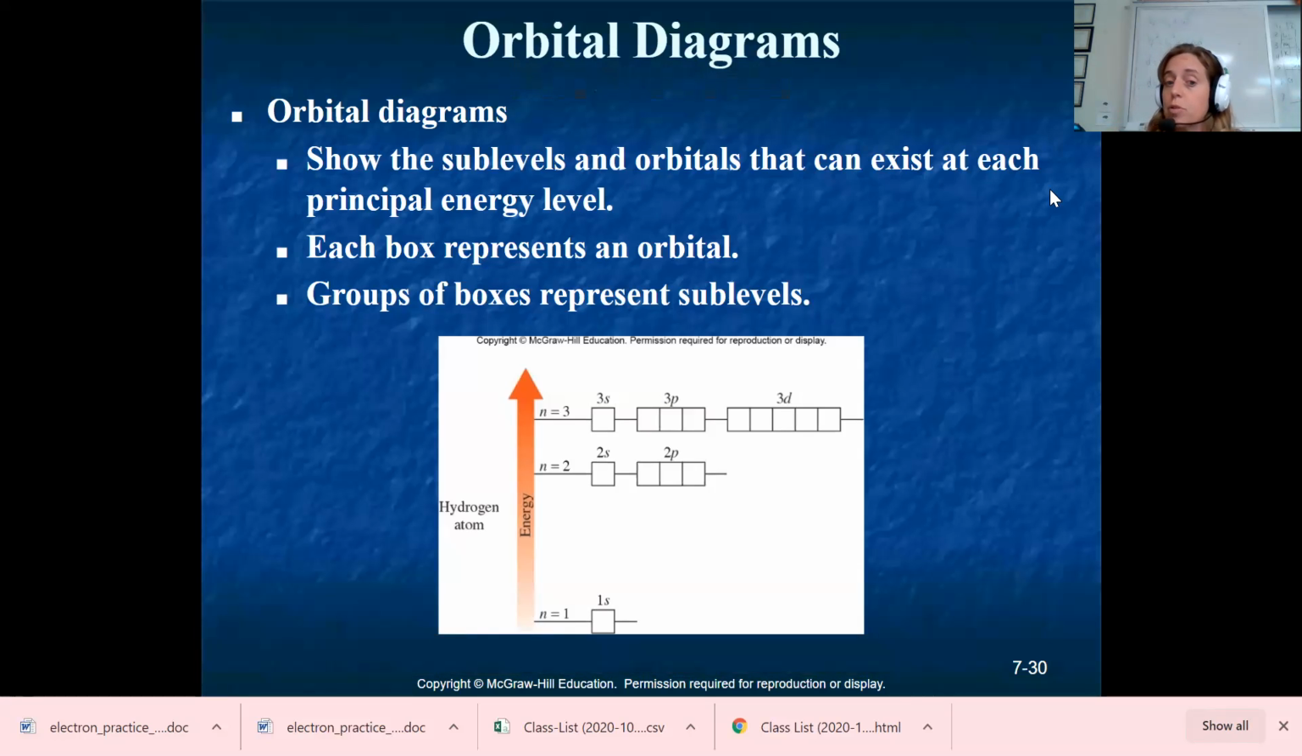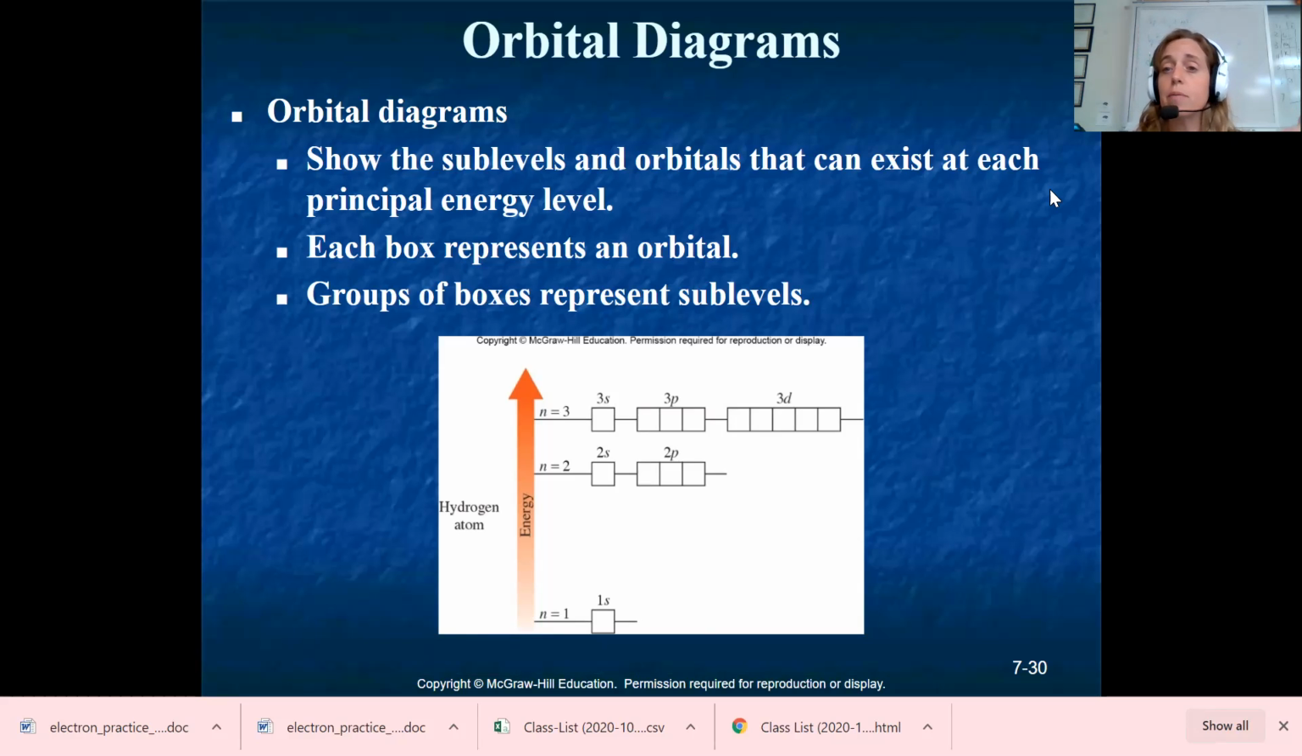Okay, now some arrows are going to point up and some arrows will be pointing down, because electrons, as you know, are negatively charged. So they can't actually sit in the same orbital together. One's got to be spinning up and one's got to be spinning down, okay, because like charges repel one another. So when we do these orbital filling diagrams, the orbitals are going to be represented by boxes, okay? And they show the sublevels and orbitals that exist at each principal energy level.